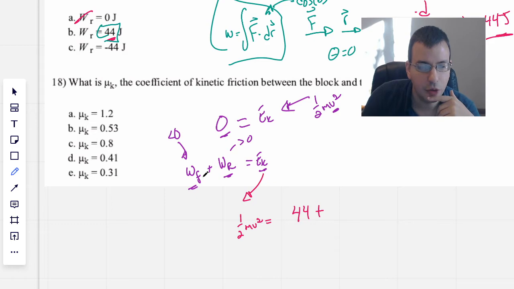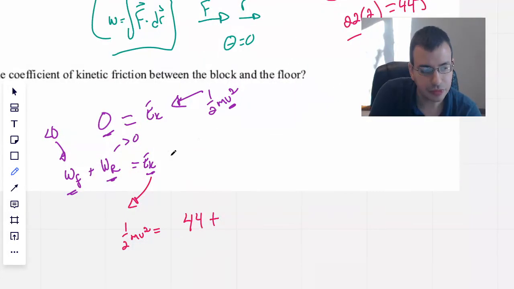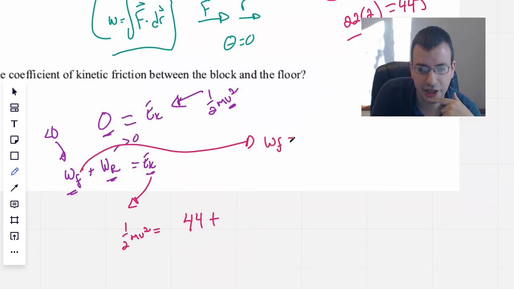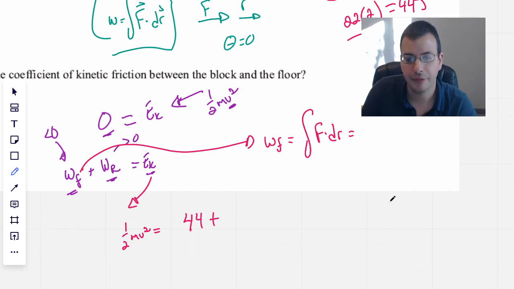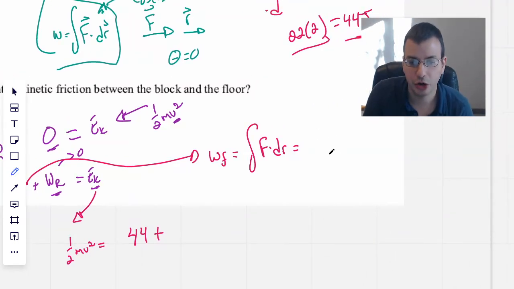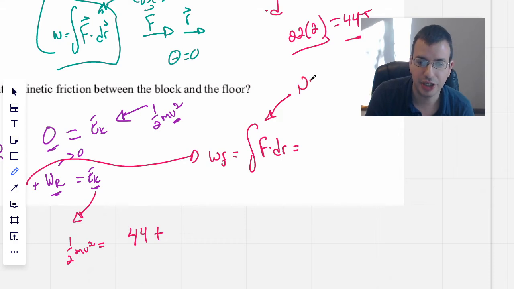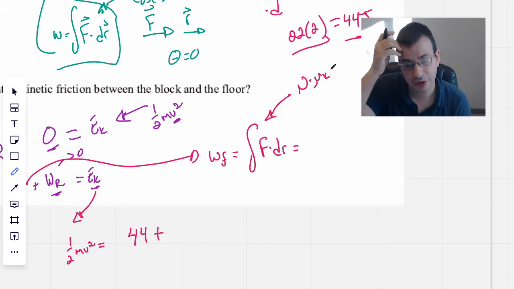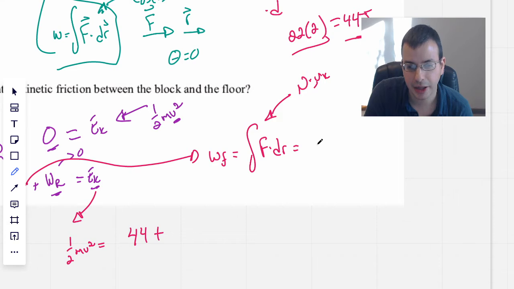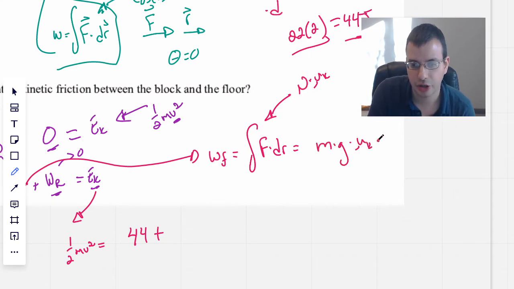And then we're going to have work due to friction. So work due to friction, formula for that: work of friction equals integral F dot dr. Force due to friction will be the normal force times whatever your coefficient of friction is. So this will be mass times gravity times mu k. And this will all be dot dr.